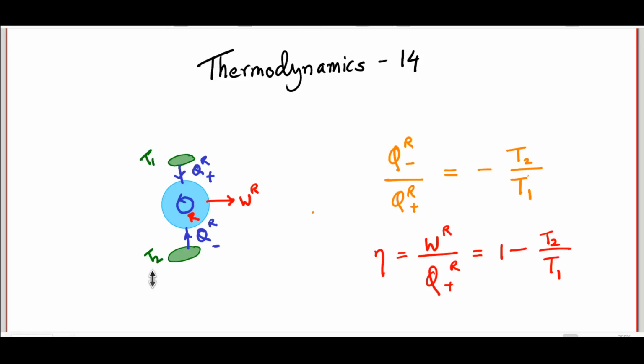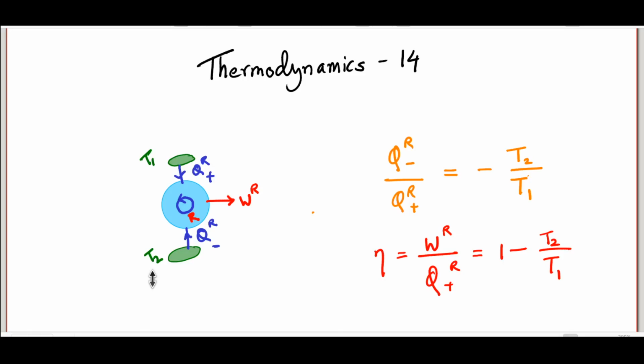This is the 14th lecture of my series on thermodynamics. In the previous lecture, we met the notion of absolute temperature. We saw that if you have a reversible engine running between two reservoirs at temperatures T1 and T2, then the ratio of the heat rejected, Q minus, to the heat taken in, Q plus, is given by the ratio of the two temperatures in a given scale, the absolute temperature scale.